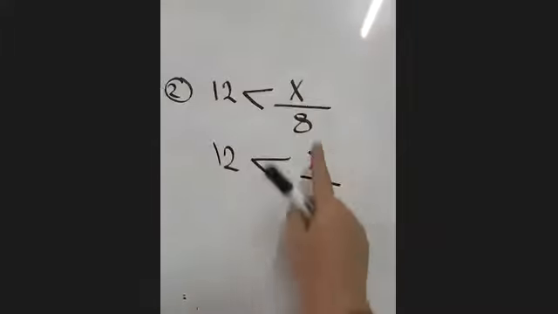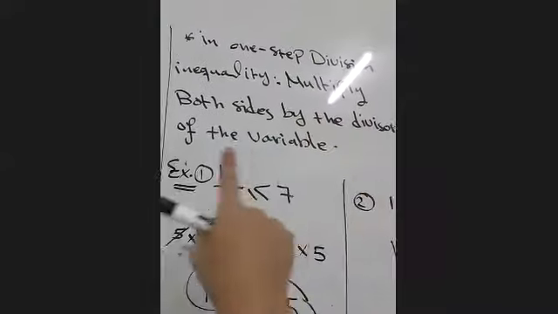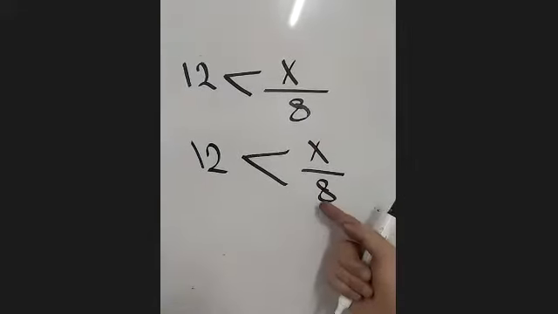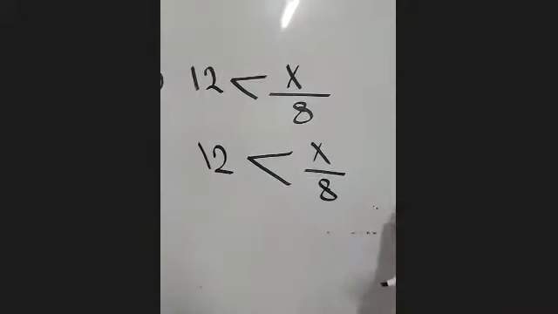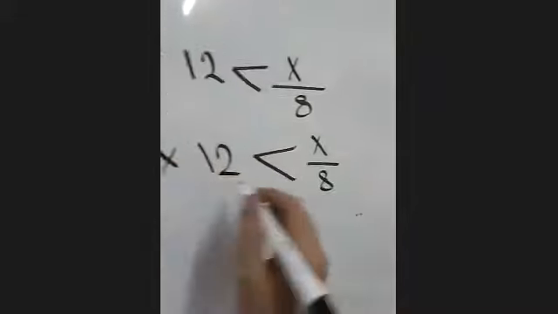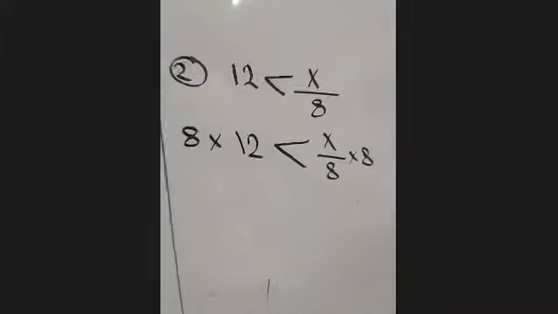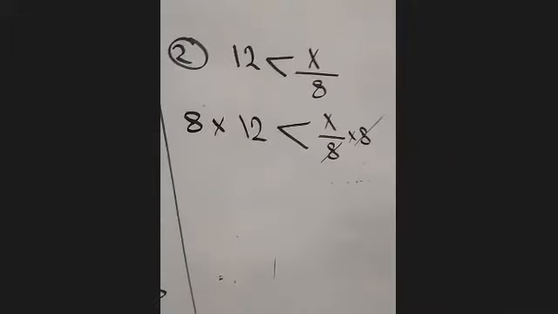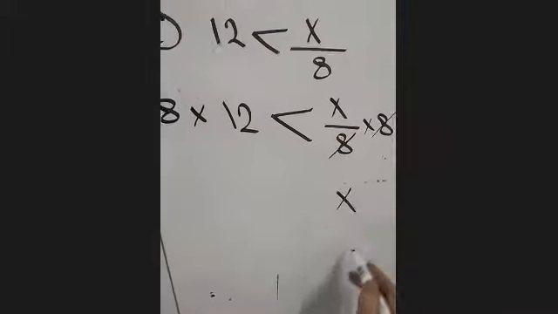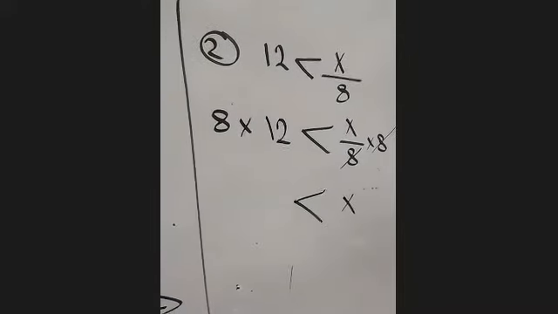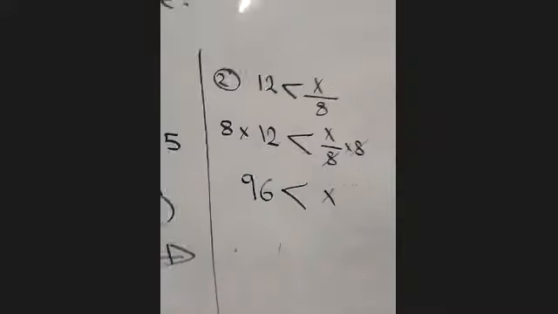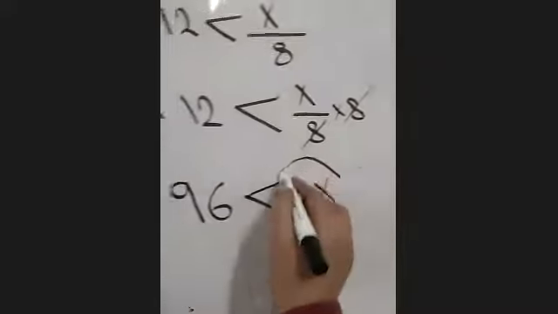Now this is a division inequality, not a multiplication inequality. In one-step division inequality, multiply both sides by the divisor of the variable. Where is the variable x? What's the divisor of the variable? 8. So I will multiply both sides by 8, here by 8 and here by 8. Now let's multiply. 8 goes with 8. What is still here, guys? Still x. More than comes down. 12 multiply 8, 96. Now this is the solution.